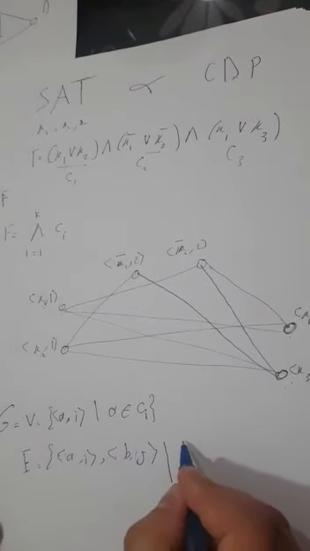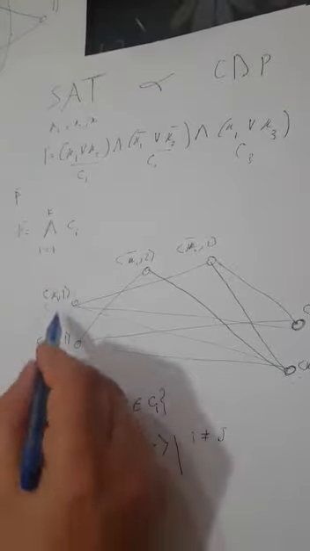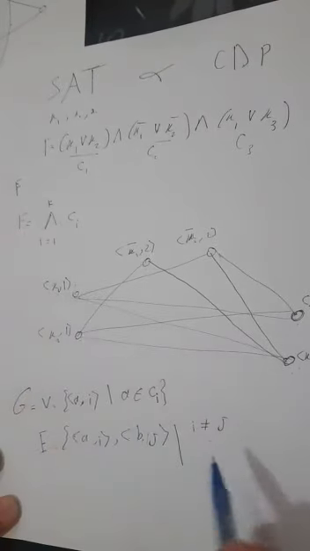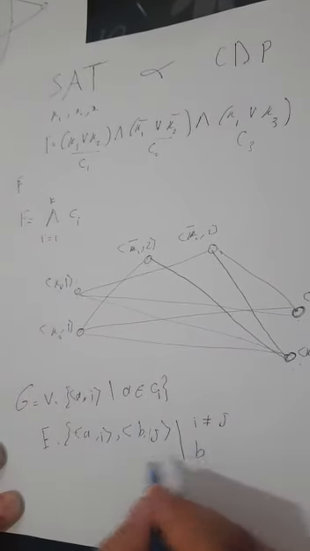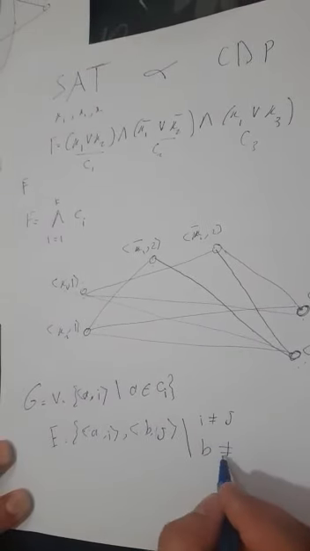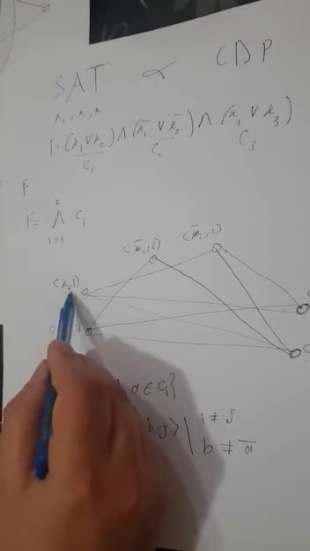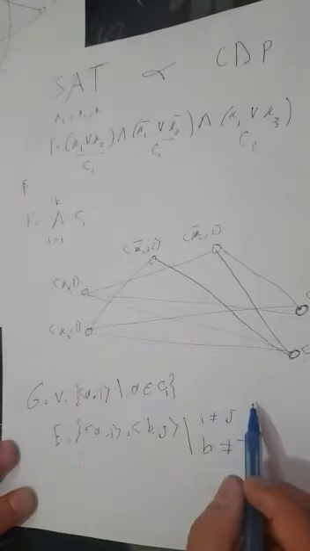So where i must not equal j. This means that we cannot connect two vertices from the same clause. And also b mustn't be the negation of a, because we cannot connect x1 with x1 dash.